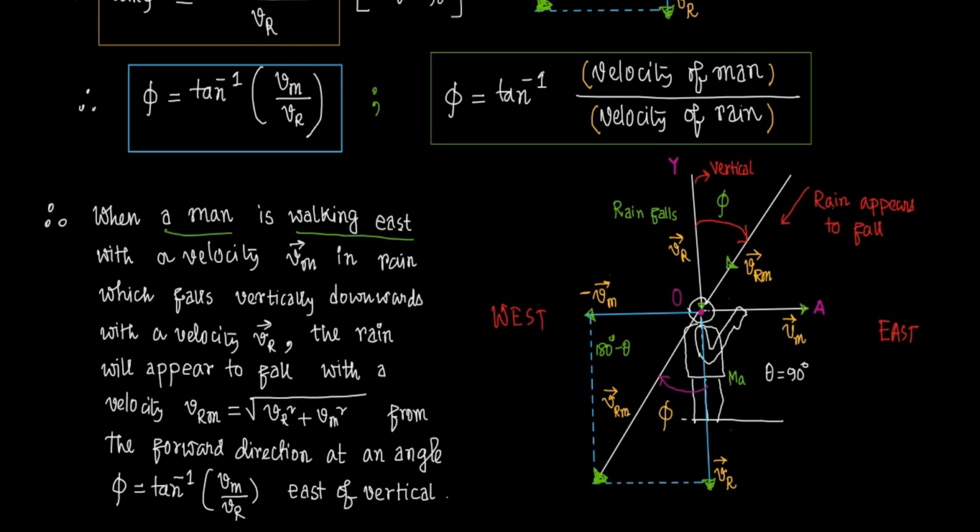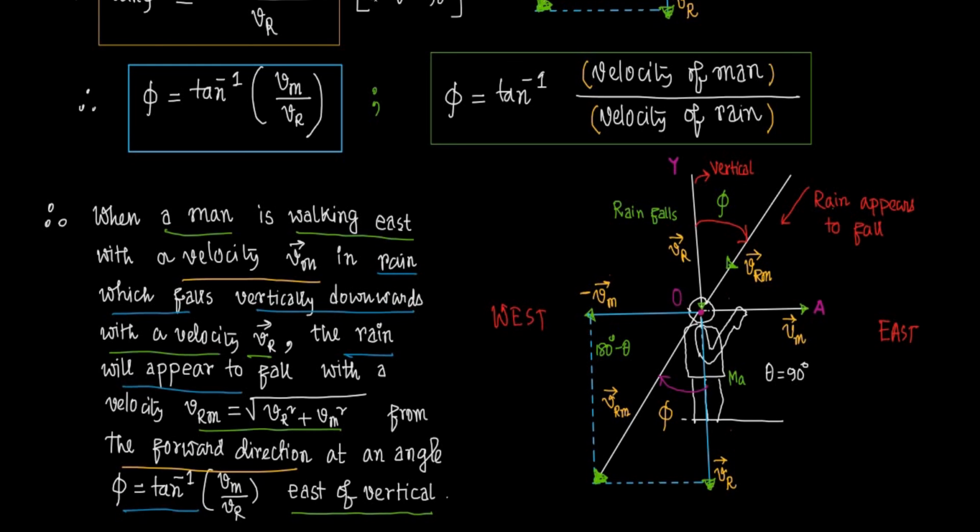When a man is walking east with a velocity vector Vm in rain, which falls vertically downwards with a velocity vector Vr, the rain will appear to fall with a velocity Vrm equal to root over Vr square plus Vm square from the forward direction at an angle phi equal to tan inverse Vm by Vr east of vertical.